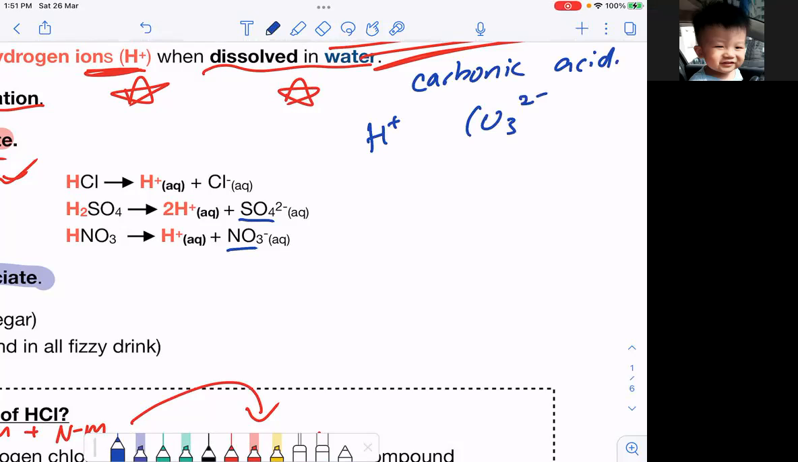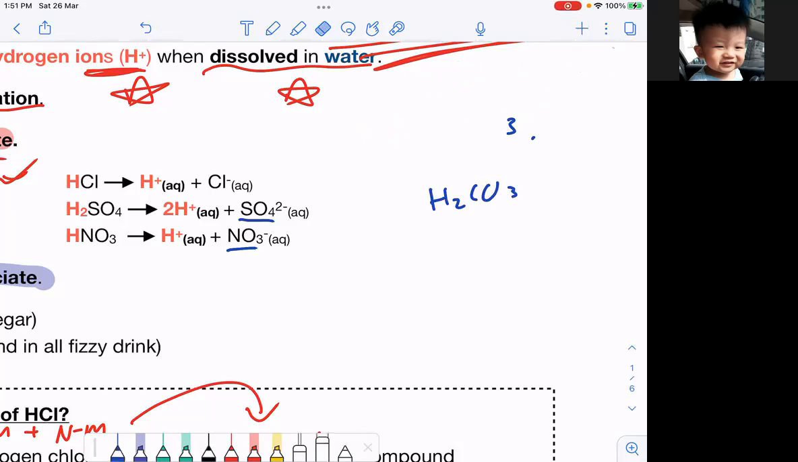So if you ever need to write a carbonic acid, you can. What is the carbonic acid formula? Crisscross yourself. The 2 goes down, the 1 goes down. H2CO3. So you just made up your own carbonic acid, right?